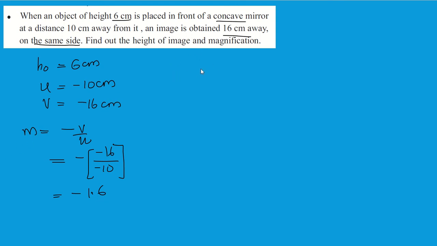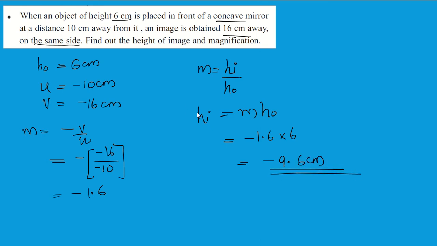Okay. Now we have another formula. M is equal to height of the image divided by height of the object. So height of the image is to be calculated, that is equal to magnification into height of the object. Magnification is minus 1.6. Height of the object is positive 6. So this is going to be minus 9.6 centimeter. So this is the height of the image. So we have to write the unit, that is centimeter. Only magnification doesn't have any unit.